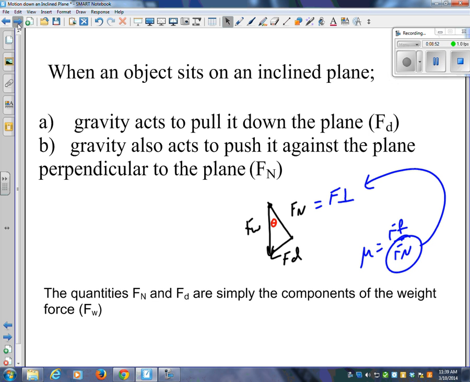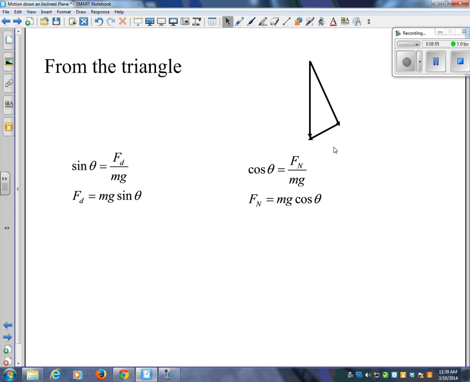Moving on. From the triangle, if you look at some basic trigonometry, remembering that this angle here is theta. Again, this is weight force, this is Fd, this one is Fn or F perpendicular, right? If you look at this, we have a 90-degree triangle here. Is the angle down the plane always going to be 90 degrees? Yes. So this is opposite, so this is sine. Sine of theta is Fd over Fw, which of course is equal to mg.